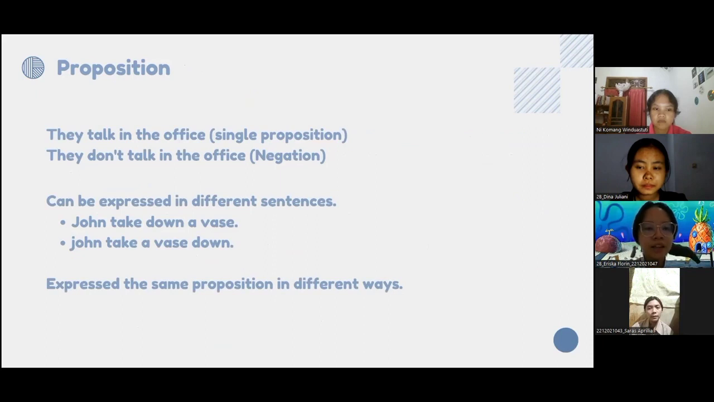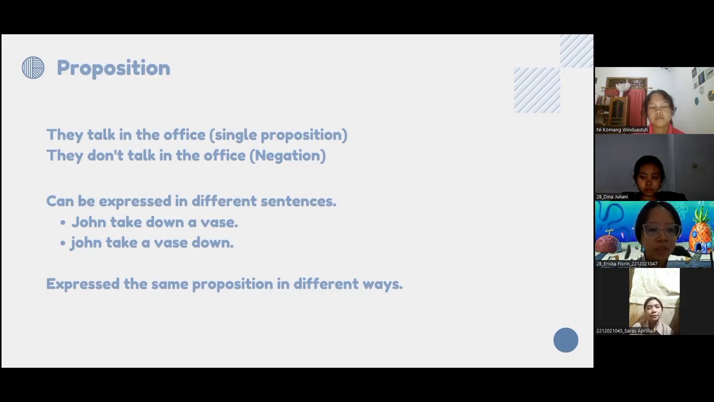Okay, this is an example of proposition. I have the sentence: they talk in the office. This shows that this is a single proposition. And: they don't talk in the office. So this is the negation of the proposition.